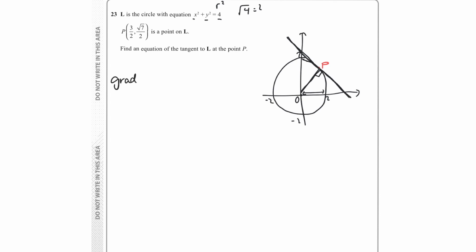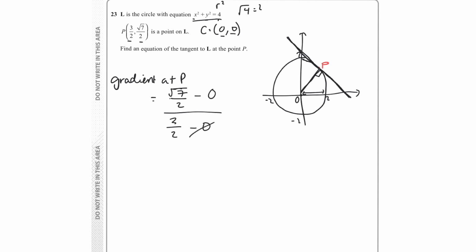So to work out the gradient at point P, remember, gradient is changing y over changing x, so you want 2 points. Because we know definitely one of the points in the circle is the center, which was 0, 0, we are going to work out the gradient using the center and the point P. So looking at the y values, that will be root 7 over 2 minus 0, and then your x's, 3 over 2 minus 0. The minus zeros are going to end up cancelling. So we have root 7 over 2 divided by 3 over 2.